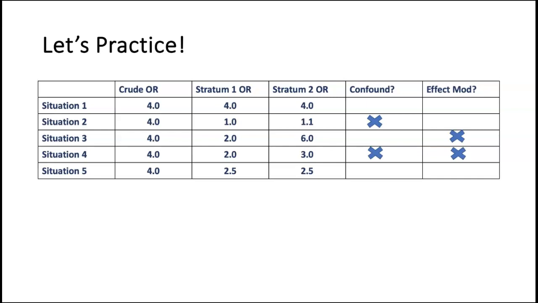If I were to calculate an adjusted measure, that would be an average of 2.5 and 2.5, which would be 2.5. And given the difference between 4 and 2.5, I know that there is definitely more than a 10% change. Therefore, I know that I have confounding present in this last situation. So that's an overview of the answers for those practice problems.